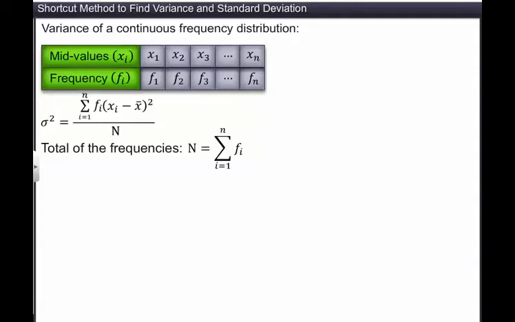Many a times, the values of xi in the discrete frequency distribution or the mid-values in the continuous distribution are large. In such cases, we end up doing heavy calculations to find the mean, variance, standard deviation, and so on. To avoid such tedious and time-consuming calculations, we use the step deviation method by working with an assumed mean. Let the assumed mean be A.